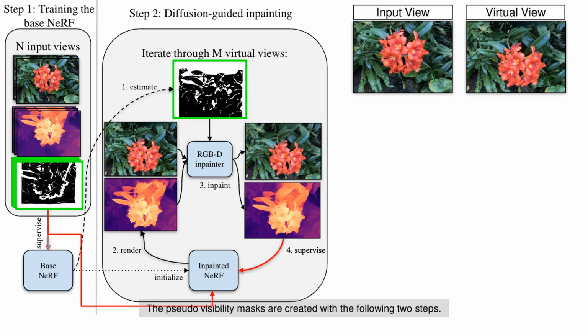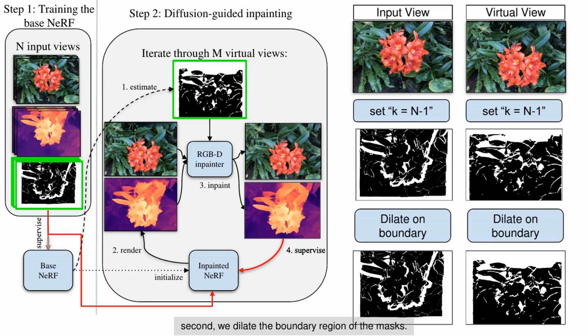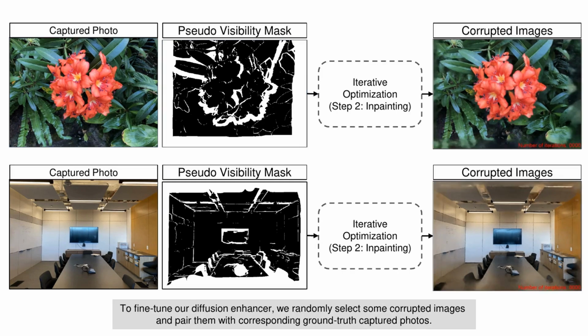The pseudo-visibility masks are created with the following 2 steps. First, by using a larger value of K in the visibility aggregation function, visibility masks become thicker. Second, we dilate the boundary region of the mask. Here, we show some examples of the corrupted data. The pixels are blurry within the mask due to inconsistent supervision from the RGBD inpainter. To fine-tune our diffusion enhancer, we randomly select some corrupted images and pair them with corresponding ground truth captured photos.